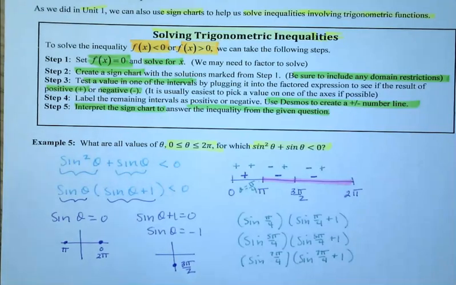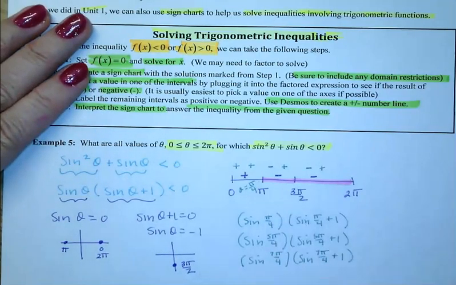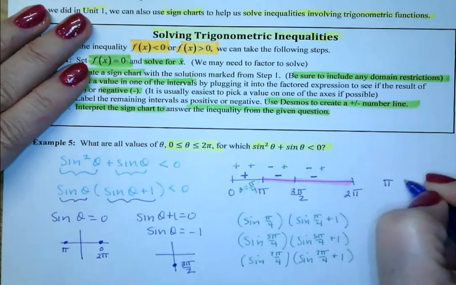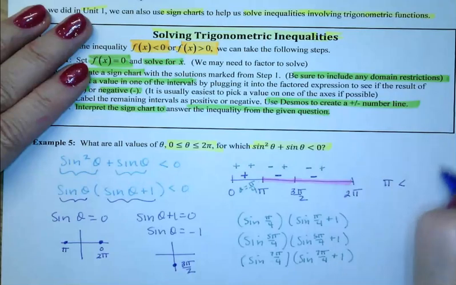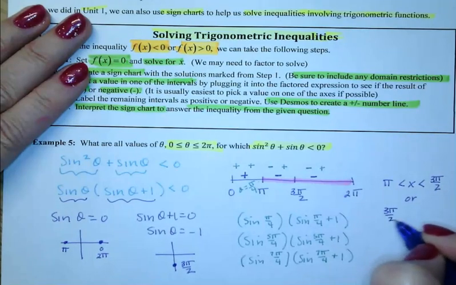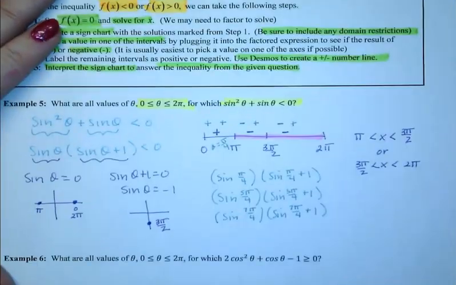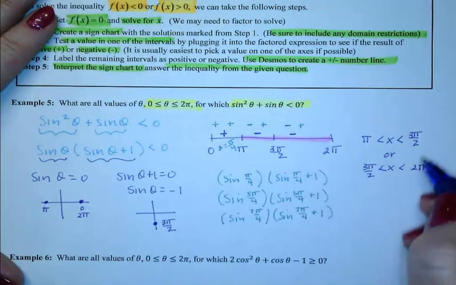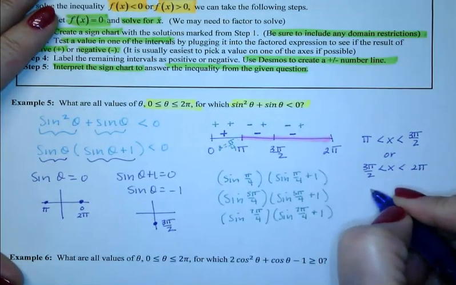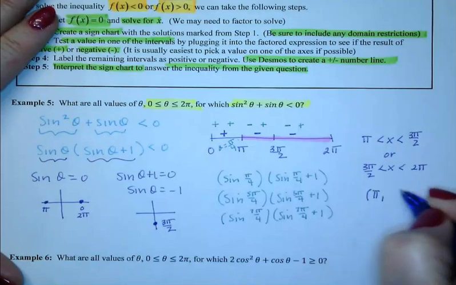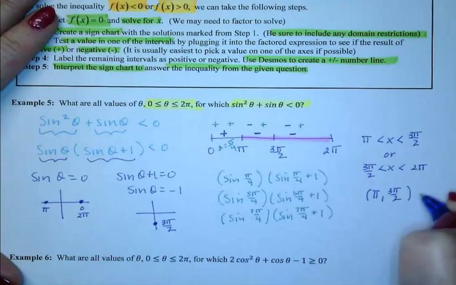So for this problem, I could say that I want to do, let's start over here, pi less than, because it can't be equal to, x less than 3 pi over 2. Or then I can go 3 pi over 2 less than x less than 2 pi. So if I write it in inequalities, that's what it's going to look like. If I write it in interval notation, remember you can't include anything. So I would say soft bracket pi to 3 pi over 2 union 3 pi over 2 to 2 pi.